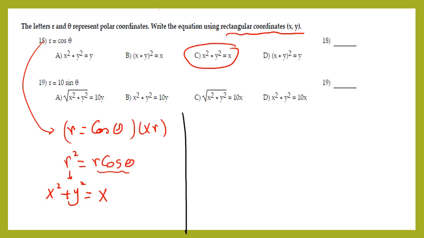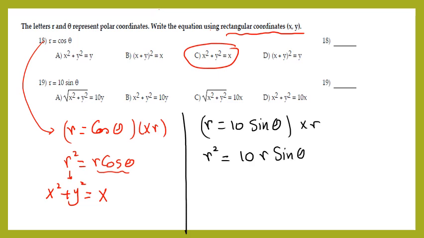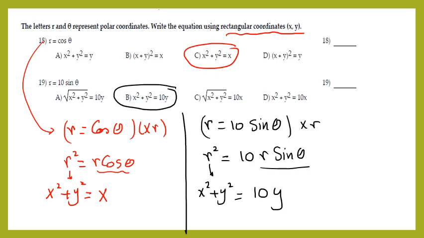Regarding question number 19, r is equal to 10 sine theta. So I'm going to multiply both sides by r. So r squared is equal to 10r sine theta. r squared is x squared plus y squared. r sine theta is y, so it's 10y. So the right answer is B.